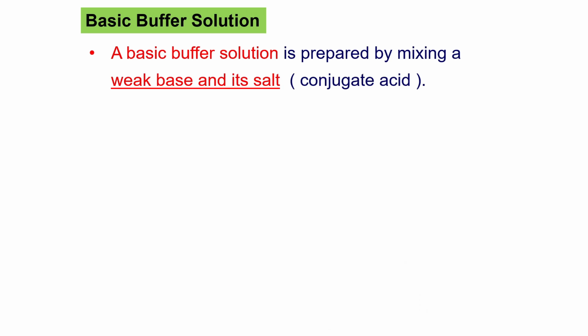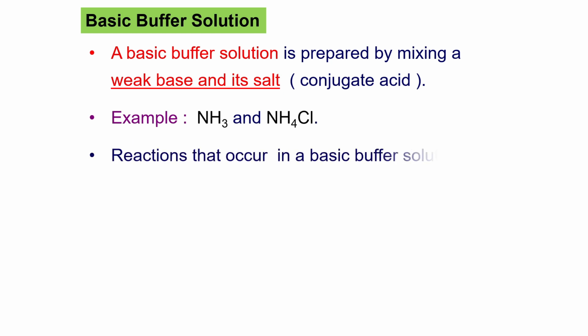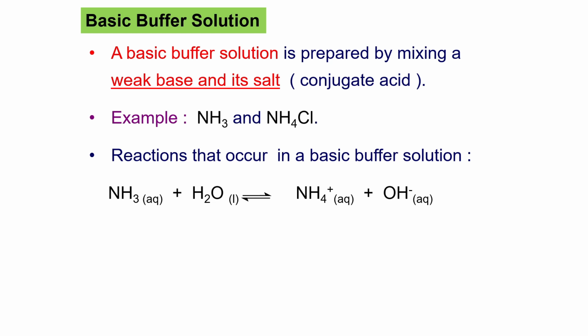Kalau untuk basic buffer solution, prepared by mixing a weak base and its salt, iaitu conjugate acid. For example, we have ammonia and NH4Cl. So, the reaction that occurs in a basic buffer solution is ammonia plus water produce NH4 plus and OH minus. Hydrogen from water will be donated to NH3 base. So it is partially dissociated.